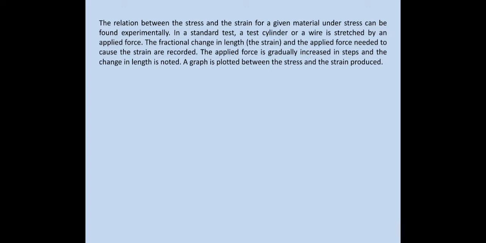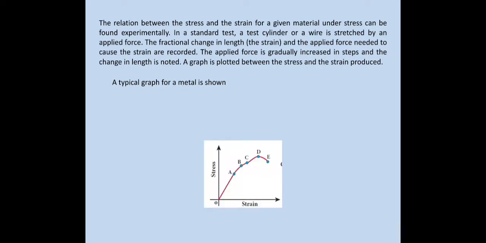The applied force is gradually increased in steps and the change in length is noted. Then a graph is plotted between the stress and the strain produced. A typical graph for a metal is shown. See, the shape of the graph may be different for different materials. That depends on the nature of the material. This is one of the particular graphs for a metal.